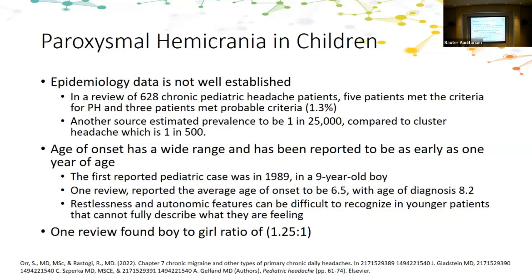The first reported pediatric case was in 1989, and it was in a 9-year-old boy. The average age of onset for peds could be 6.5, with the age of diagnosis 8.2. So if you think about that, that's a long time to deal with this condition. Restlessness and autonomic features can be more challenging to recognize in younger patients, especially when they can't fully describe to you what they are feeling. And one review found a boy to girl ratio of 1.5 to 1.